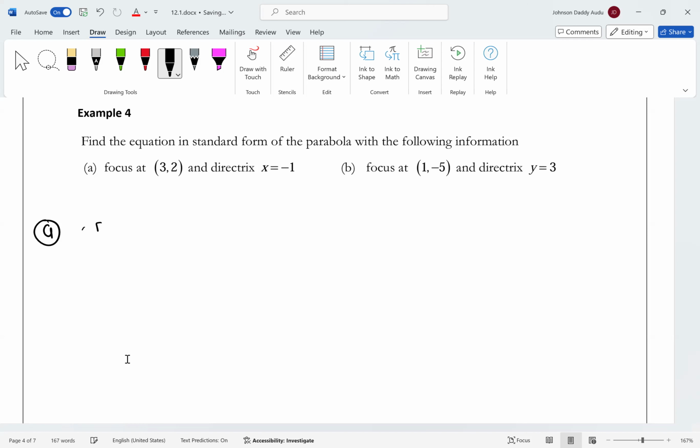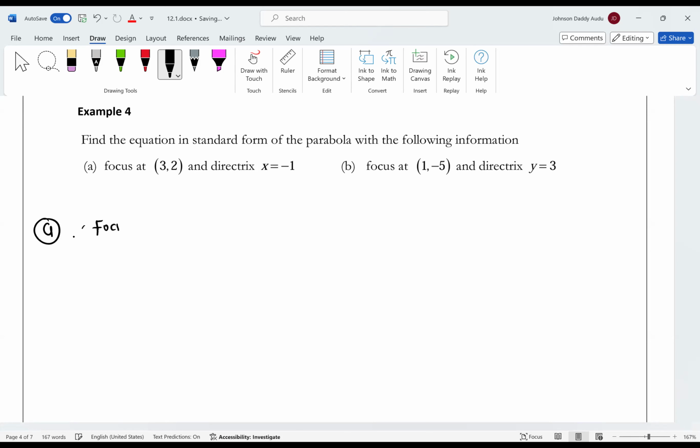So for this type of question, you need to figure out what type of parabola you are dealing with, whether horizontal or vertical. So how do you know? The focus here is 3, 2, and the directrix is x equals minus 1. Since the directrix is a vertical line, it means we're dealing with a horizontal parabola, right?